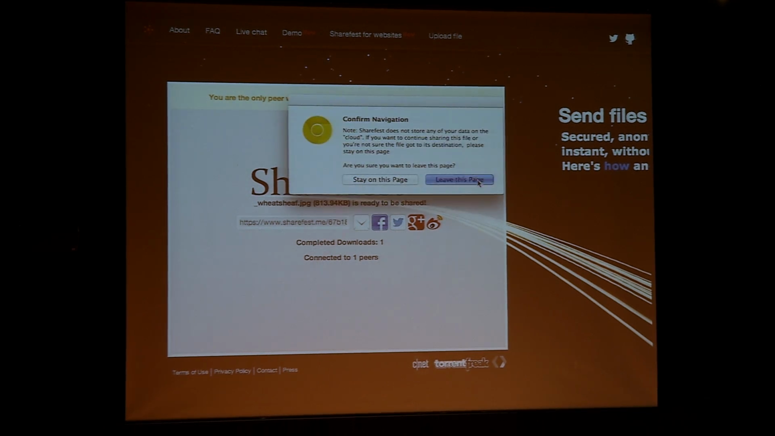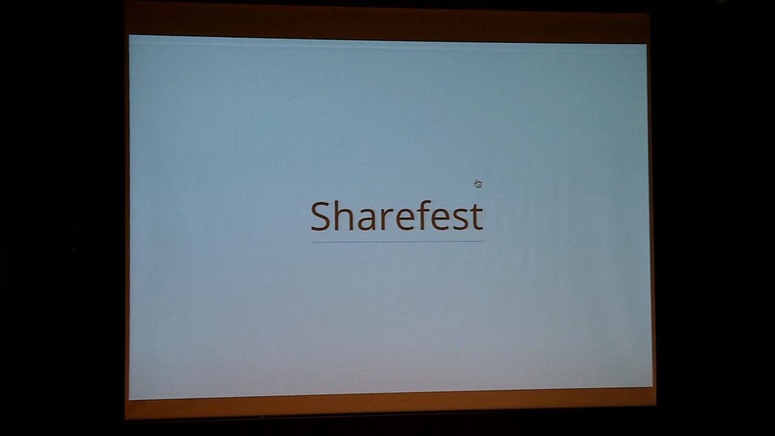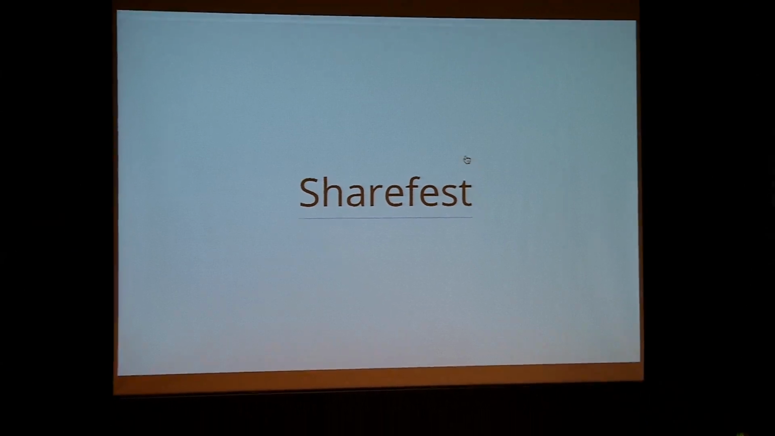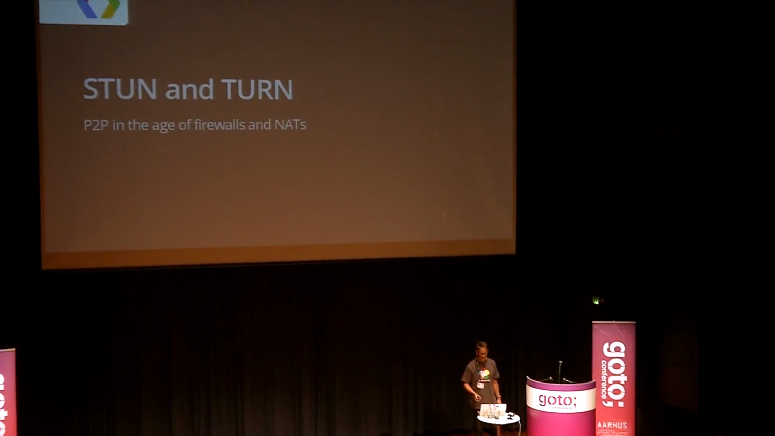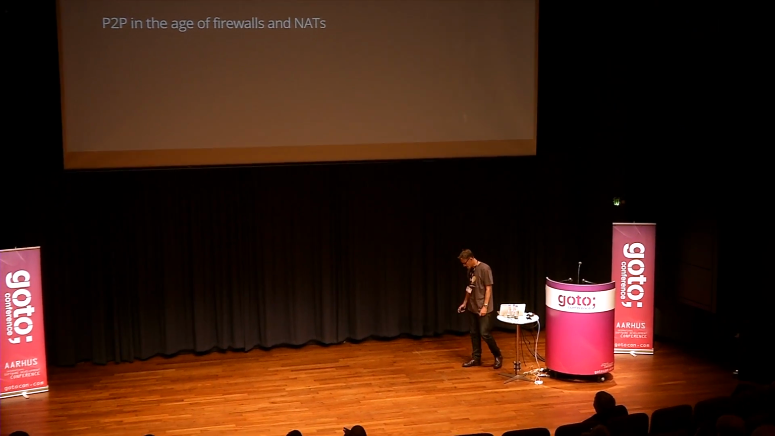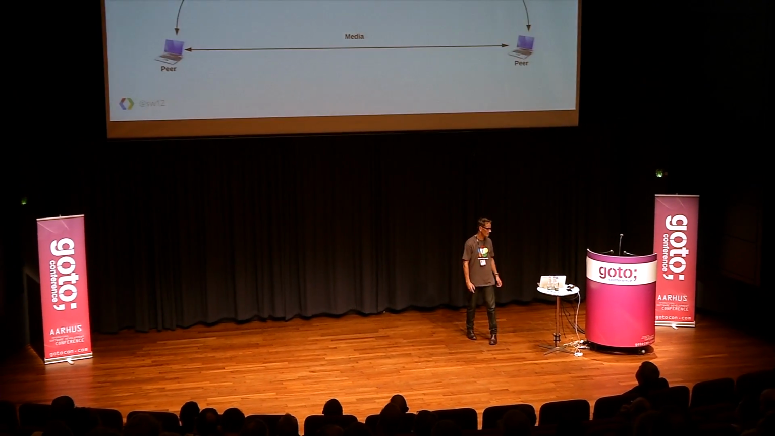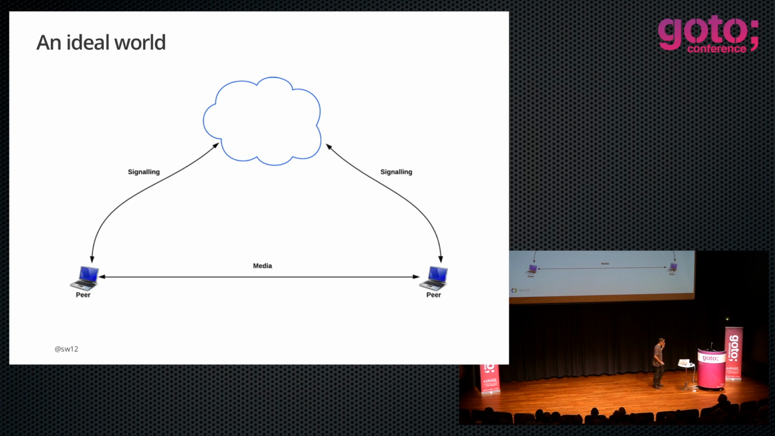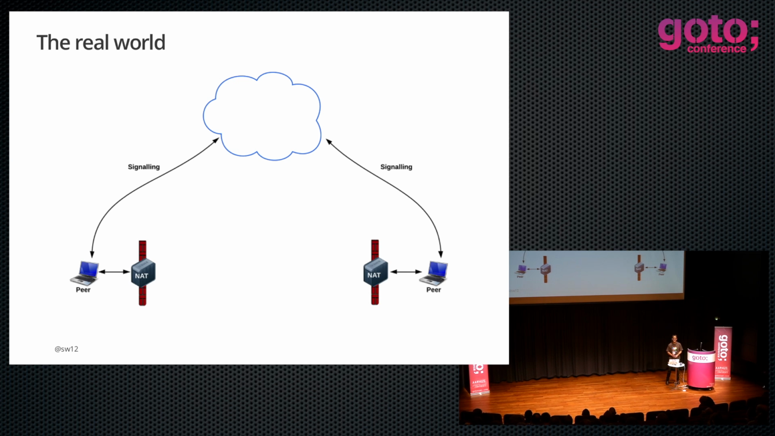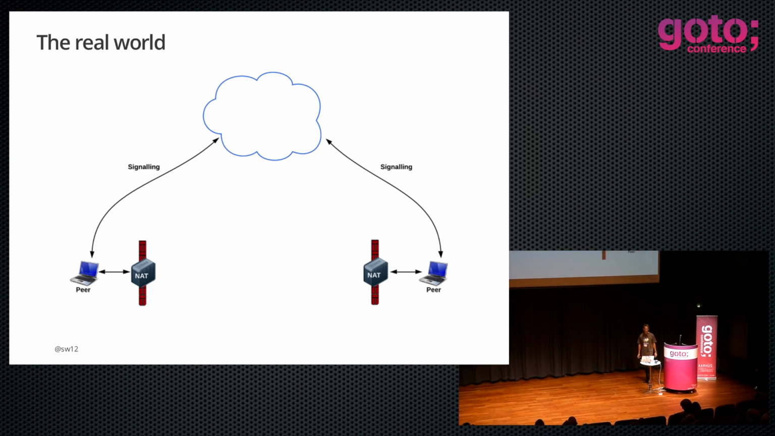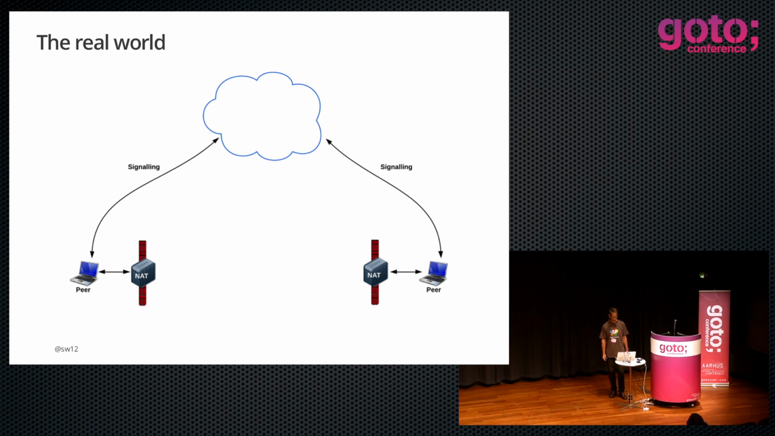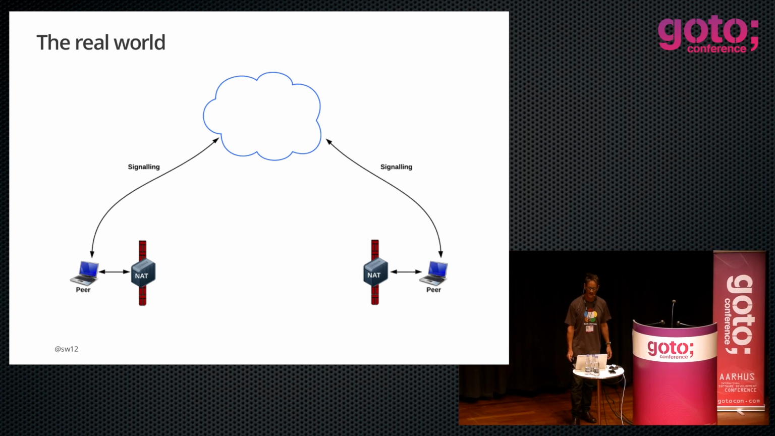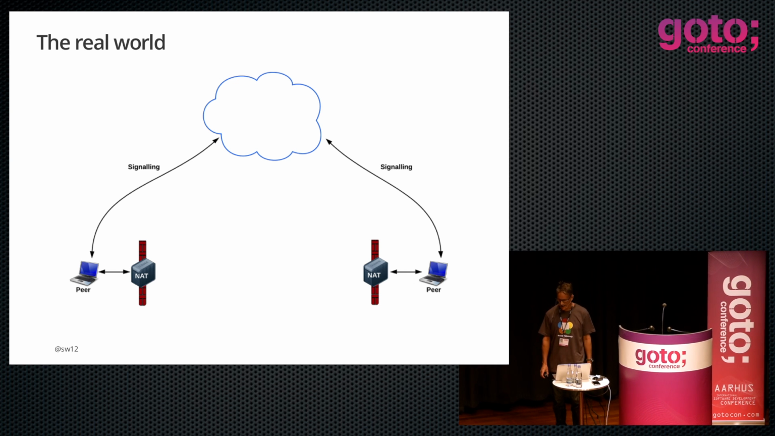The ability to share files without some kind of intermediary file service. Like I said, in a perfect world, it would all be like this. We would just do this communication directly between peers. Of course, in the real world, we have NATs and firewalls. We need to be able to cope with that in order to establish streaming between peers.